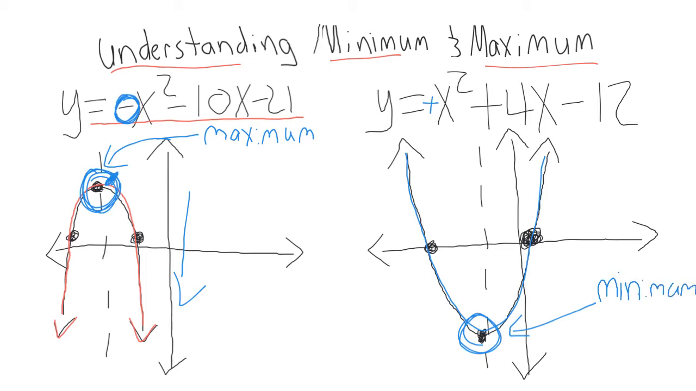Okay? So a very key important thing to look for. Let's say I give you a multiple choice question, and I ask you, which of these has a minimum? You will look for a function that has a positive a value. If I ask you to look for a function that has a maximum, you will look for a function that has a negative a value. Okay? It is actually that straightforward. So that right there is a quick little synopsis of understanding minimum and maximum.